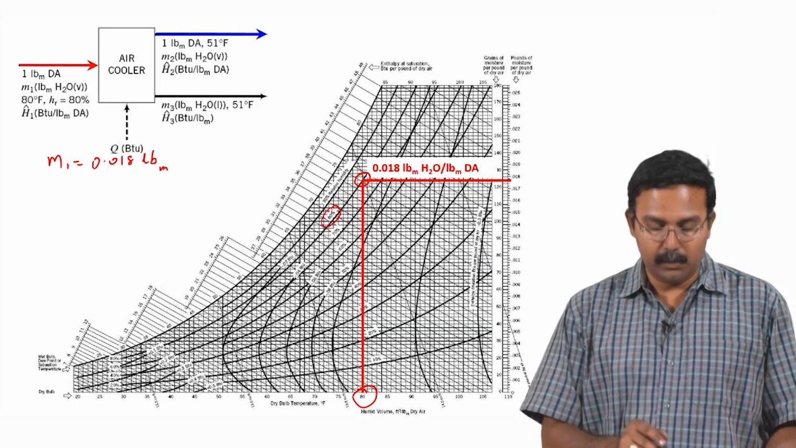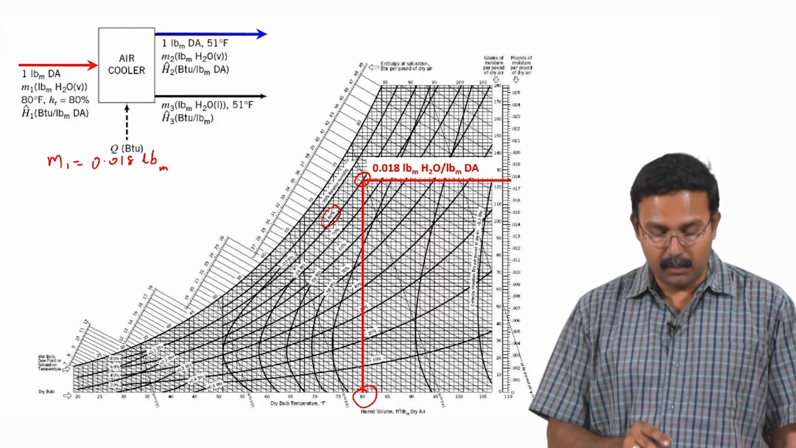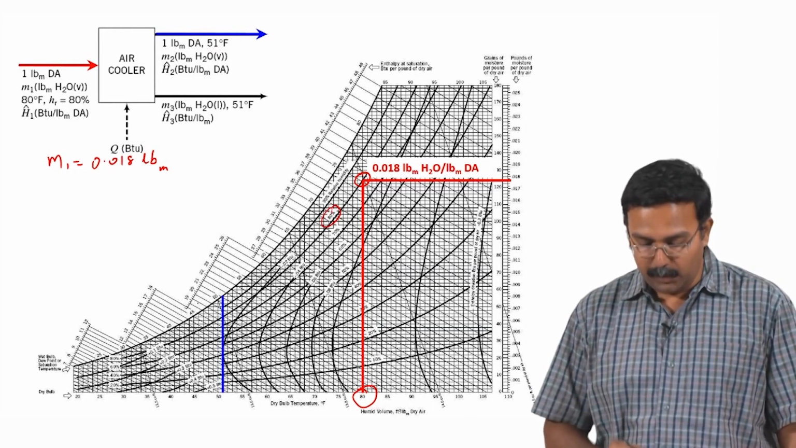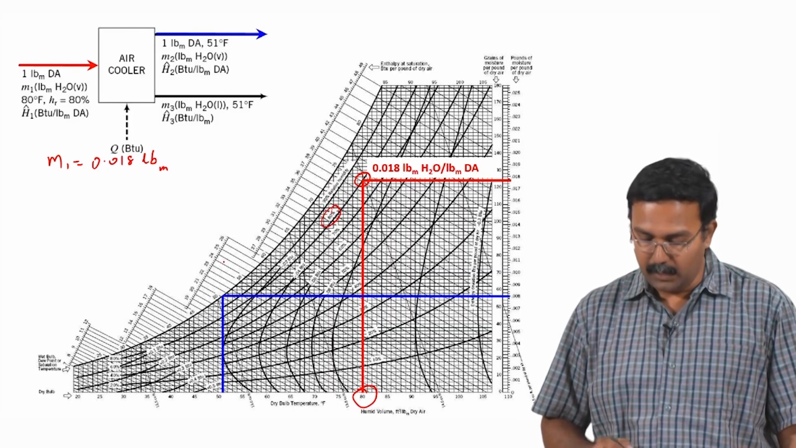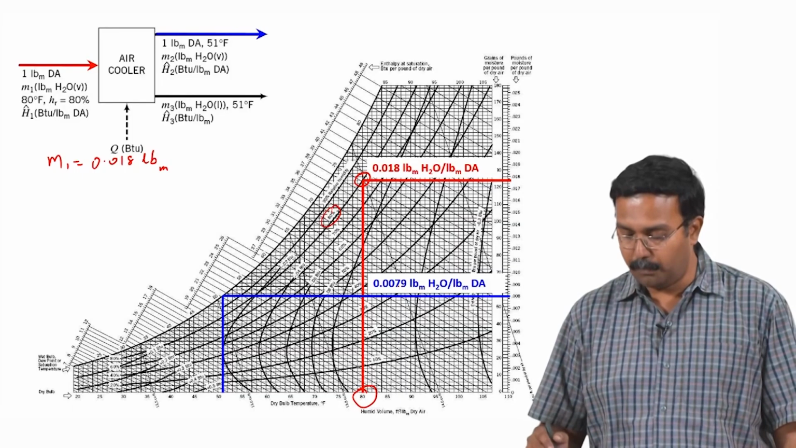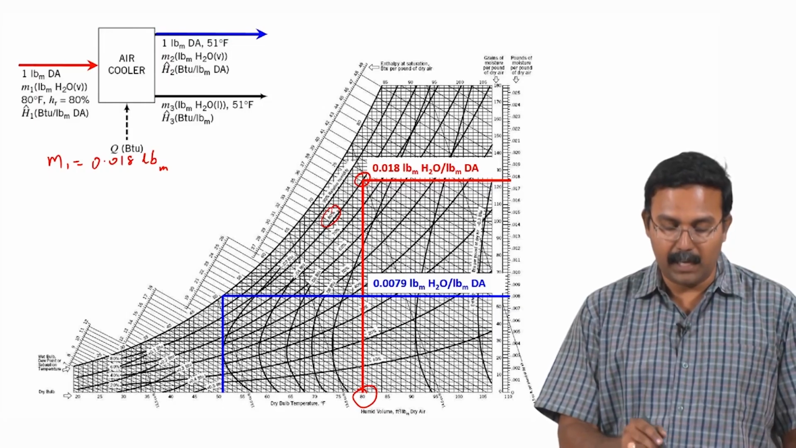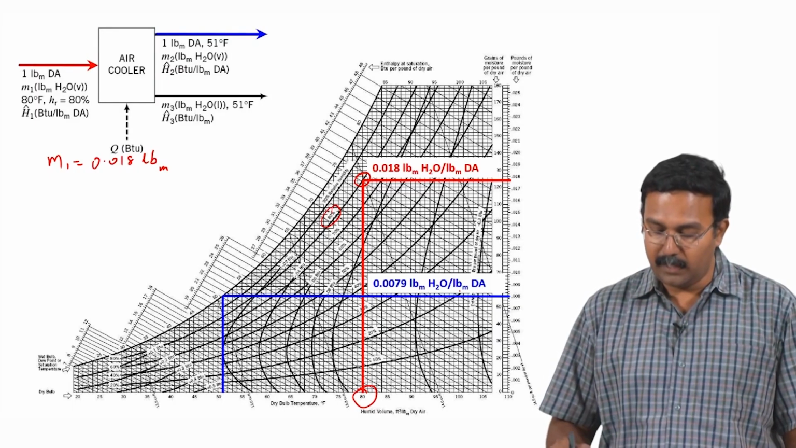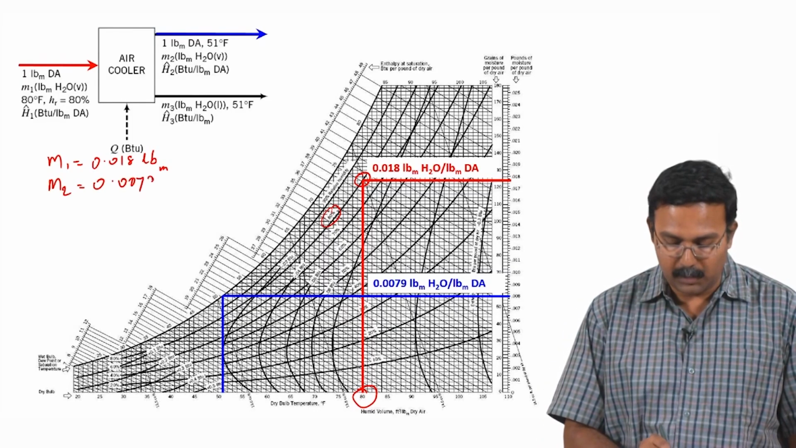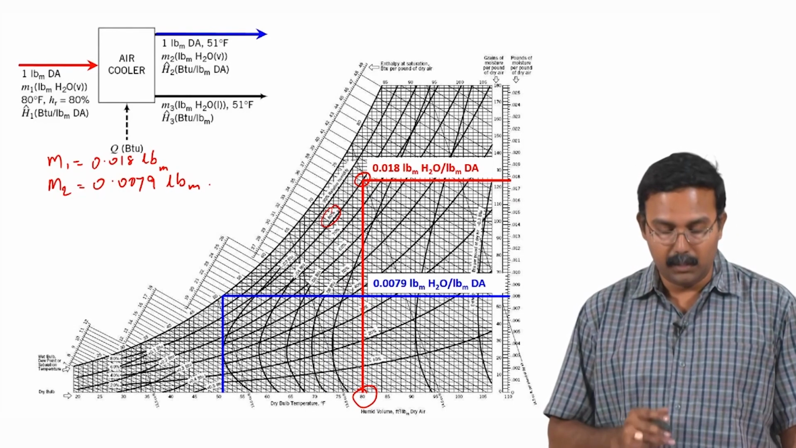So next information we need to look at is M2. Again we have information about the exit stream here. So 51° Fahrenheit, and as I said, this should be at saturation. So we go all the way till the 100% saturation curve and identify the absolute humidity as 0.0079 pounds of water per pound of dry air. So that would mean that you have 1 pound of dry air leaving, which means 0.0079 pounds of water is accompanying this, implying M2 equals 0.0079 pound mass, which is the mass of water vapor leaving with the dry air.